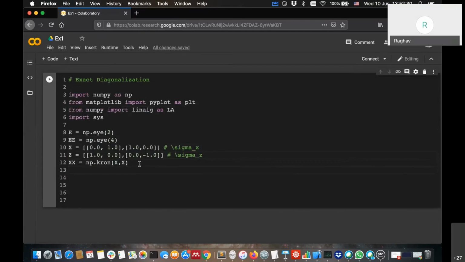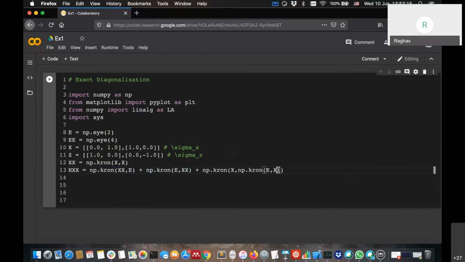So this is xx, and now I can define the Hamiltonian part of this, and that is just np.kron of xx comma e plus e comma xx plus np.kron of x, e, x. Okay, so let's just see if we are doing it right.